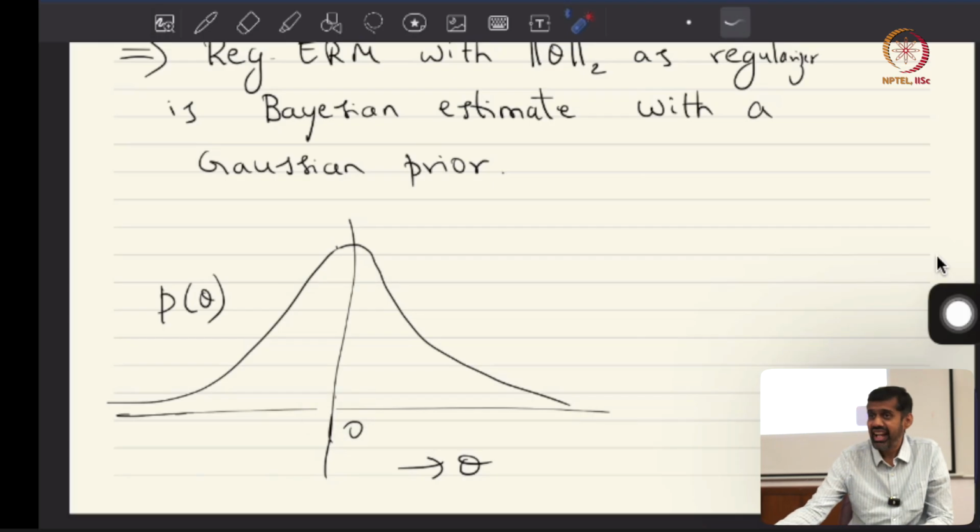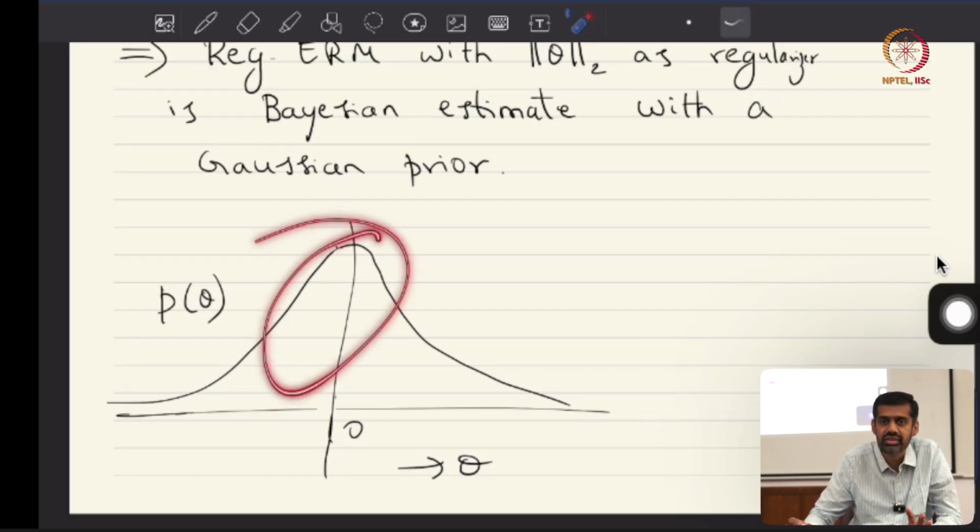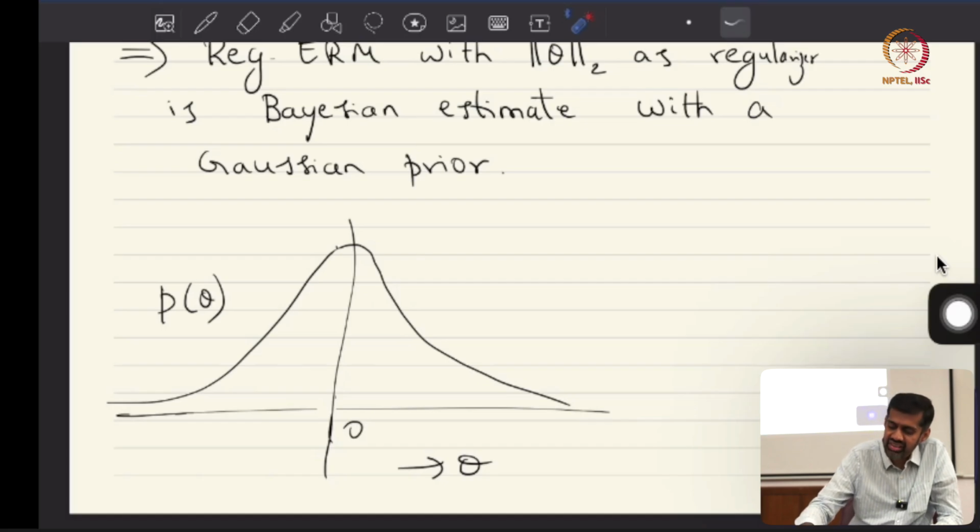So any constrained optimization problem in the deterministic sense can be seen as a Bayesian estimate. All constrained optimization problems are Bayesian estimates with some prior on the parameters, or rather the variable of optimization. So here if I put a regularizer which is Gaussian this way, I am saying while you choose the parameters, choose it in such a way that the probability of finding those parameters around 0 is highest. Okay. Now suppose we change the prior.